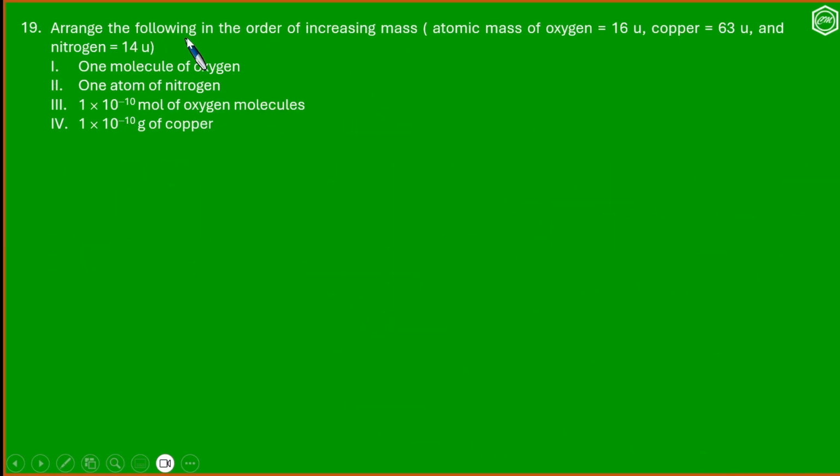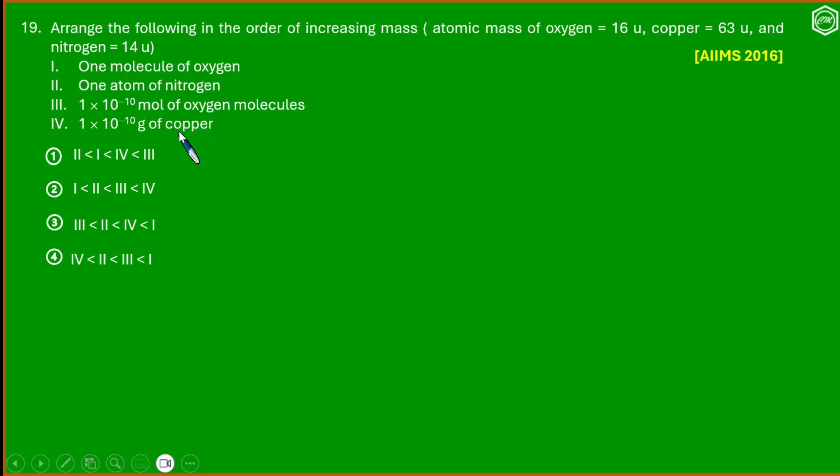Question 19. Arrange the following in the order of increasing mass. Atomic mass of oxygen 16 u, that of copper 63 u, and nitrogen 14 u. 1 molecule of oxygen, 1 atom of nitrogen, 1 into 10 raised to minus 10 mole of oxygen molecules, 1 into 10 raised to minus 10 gram of copper. Option 1, option 2, option 3, option 4.